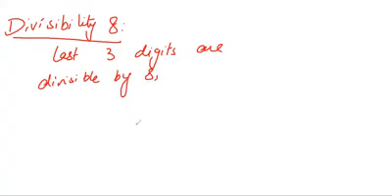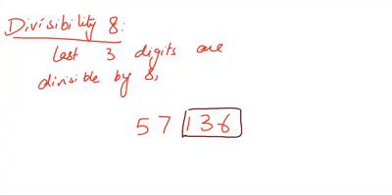So let's check with the help of an example. If we have the number 57136, check the last three digits. Is 136 divisible by 8? Now to check 136, you have to divide it by 8. So divide 136 by 8, you will get 1.